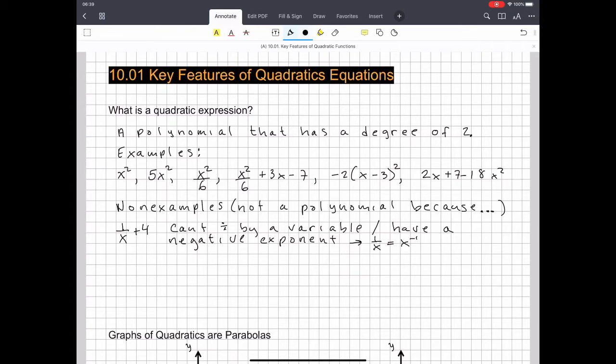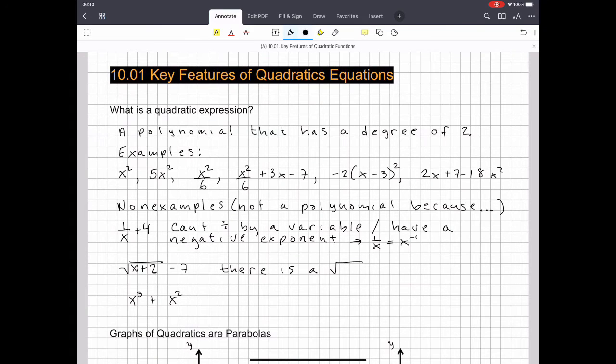Another example would be something along the lines of the square root of x plus 2 minus 7. So this is not a quadratic or a polynomial because there's a square root in the problem. Finally, the example that we'll use last is x to the third plus x squared. In this example, it's not quadratic because the degree is 3.